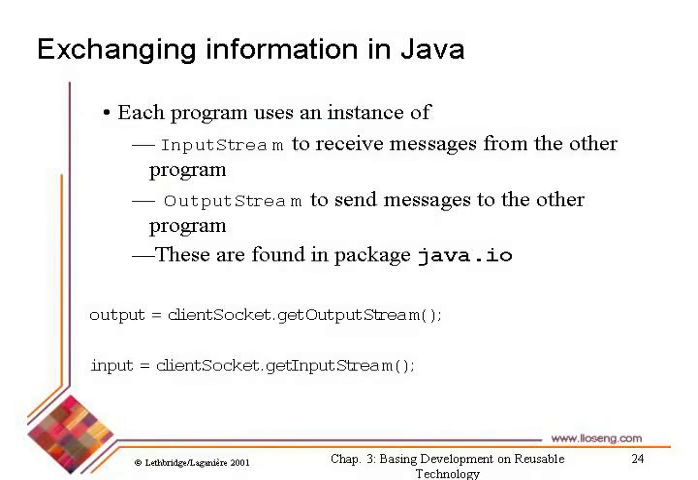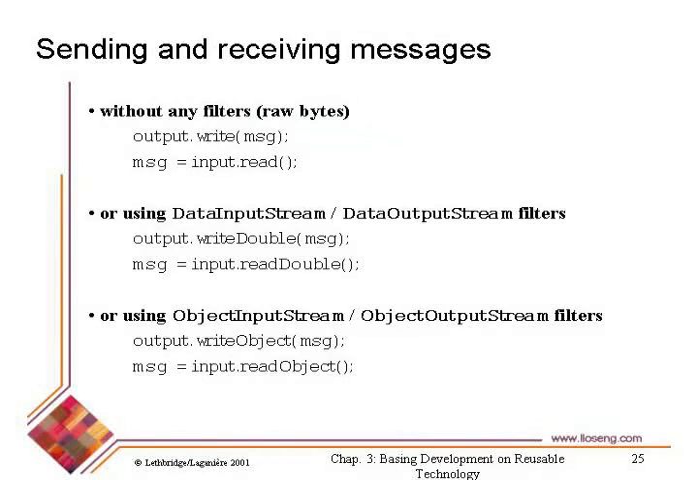Now, I've got my input and I've got my output, so I can communicate information using these. I can say output.write some message. If I do that, what I'm doing is sending bytes. Bytes are the most primitive type of information I can transmit. It can also be more efficient, but it's less abstract, and so I have to do more fiddling with my communications.